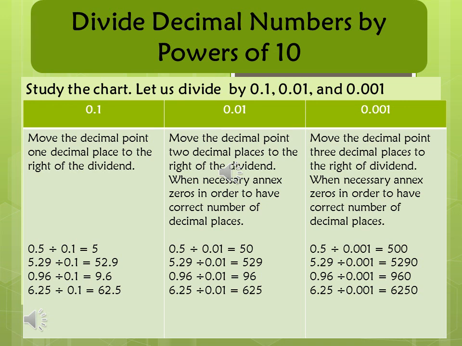So, last example, 6 and 2500 divided by 1000s. I-move nyo ng 3 beses ang decimal point na nasa dividend. 1, 2, 3, mag-a-annex kayo ng 0, kaya ang sagot ay 6,250. So, this is dividing mentally. Hindi nyo na kailangan ng long method to divide numbers or to divide decimal numbers by powers of 10.